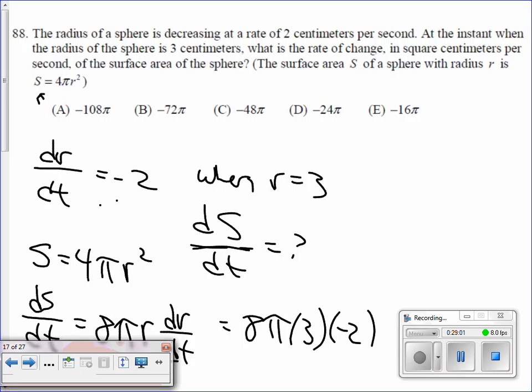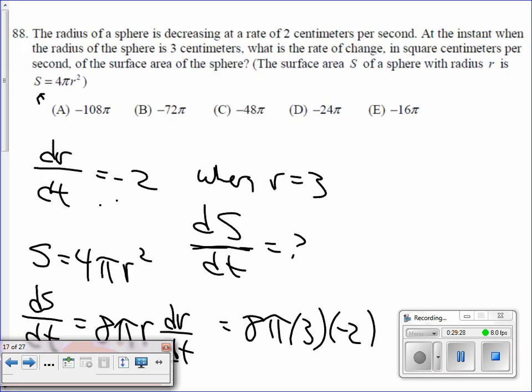They're asking us for the derivative of the surface area. They called surface area S. So they're asking us for ds/dt when r equals 3. So they give you dr/dt, they want ds/dt. This is a related rates problem. They give you one derivative, they want another. All you need is an equation that has an r in it and an s in it that relates the quantities, which they gave you. They gave you the surface area of a sphere.